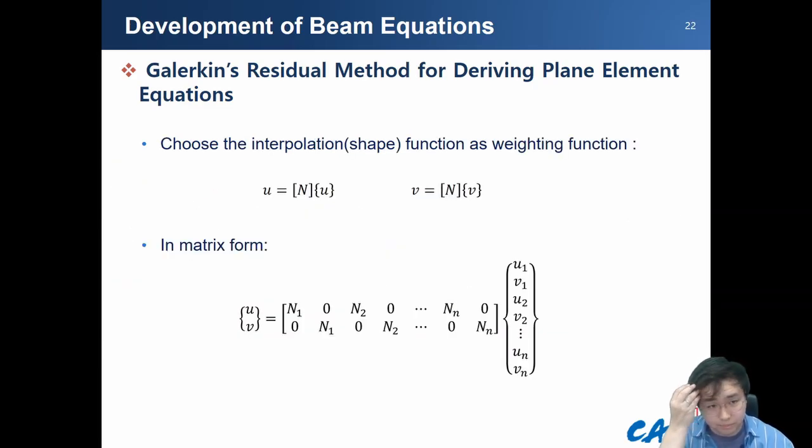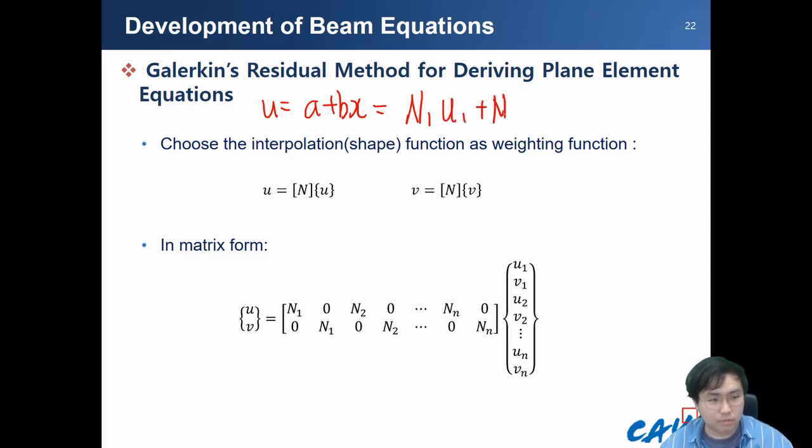Then we are going to change this equation into a discretized form. What is the discretized form? In the one-dimensional case, our displacement follows a linear relationship. However, we can change that relationship, where n1 and n2 are shape functions. These contain the independent variable x, so normally we use this kind of relationship.